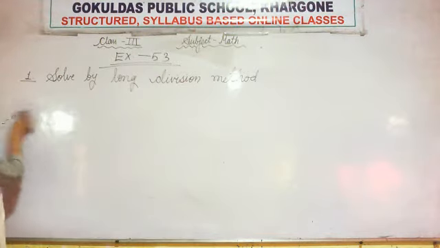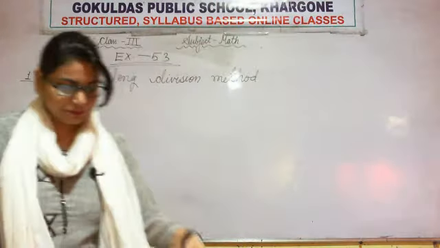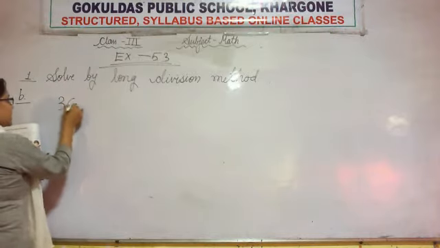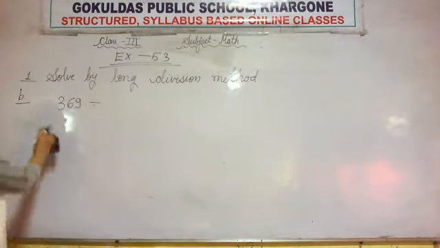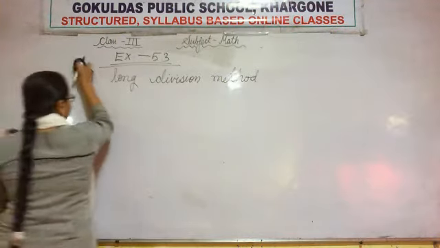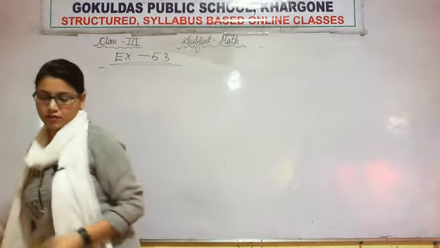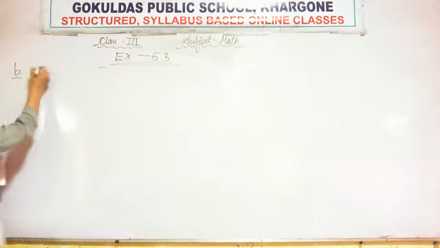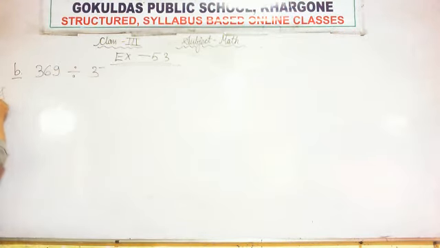Okay, so question B is 369 divided by 3. Let me rub the question also. Part B is 369 divided by 3. So let's solve this question by long division method.